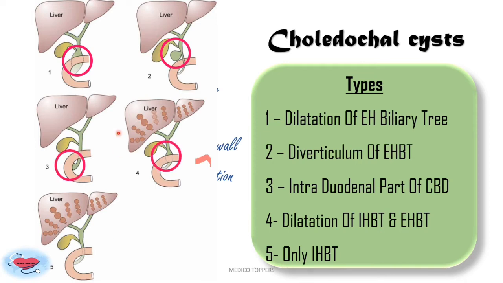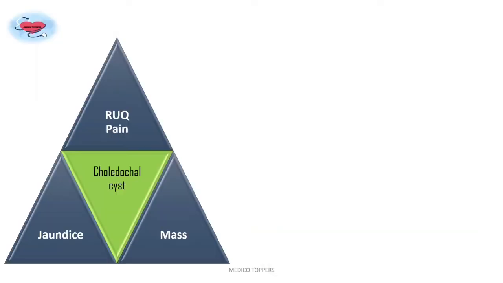So these are the types: extrahepatic, diverticulum, intraduodenal, intrahepatic and extrahepatic. Next, only intrahepatic. This condition is common in females, nearly 4:1, and present in infants, children, and even adults. It causes obstructive jaundice, pain in right hypochondrium, mass per abdomen and so on. We have a triad in choledochal cyst, which is right upper quadrant pain, jaundice, and mass.